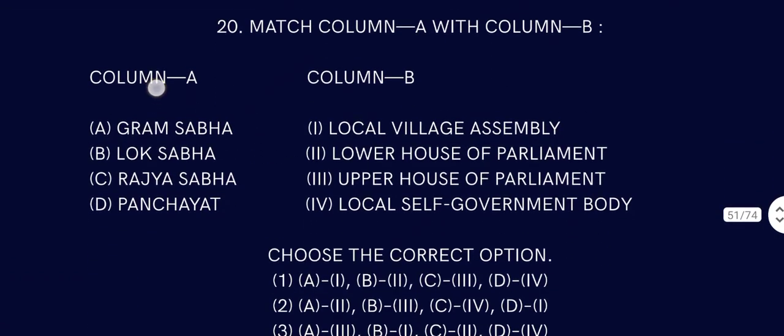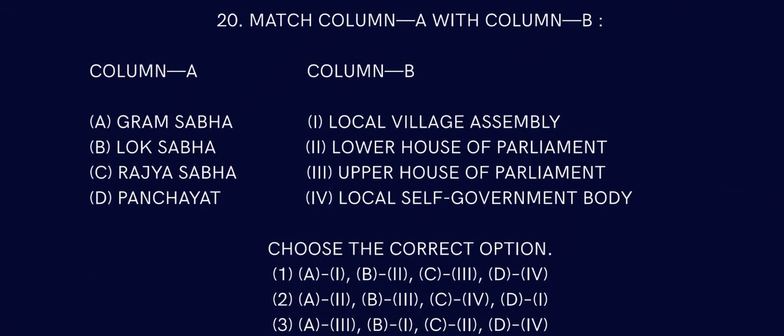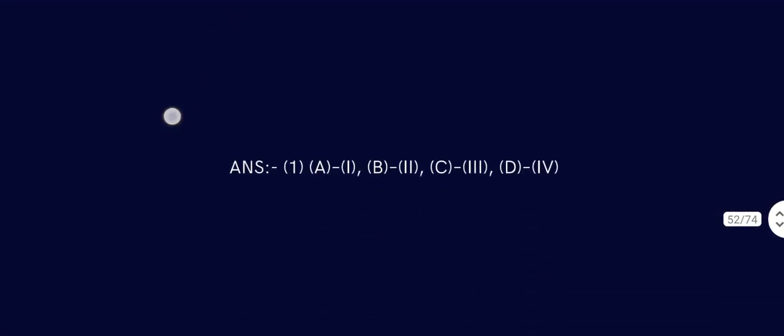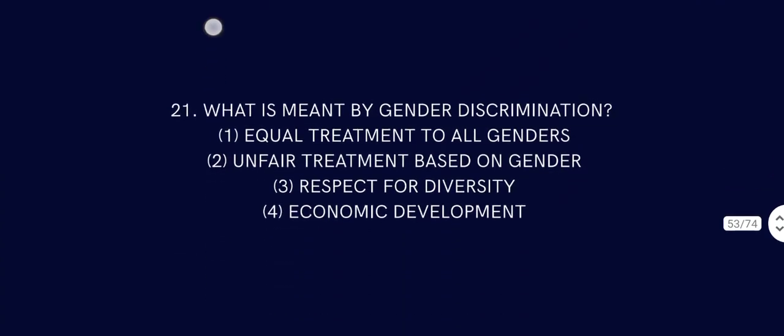Question number 20. Match column A with B. Gram Sabha, local village assembly, of course, that is true. Lok Sabha is the lower house of parliament, that is also true. Rajya Sabha is the upper house of parliament, of course, correct. Panchayat is a local self-government body. So all of them are sequential: A1, B2, C3, D4.